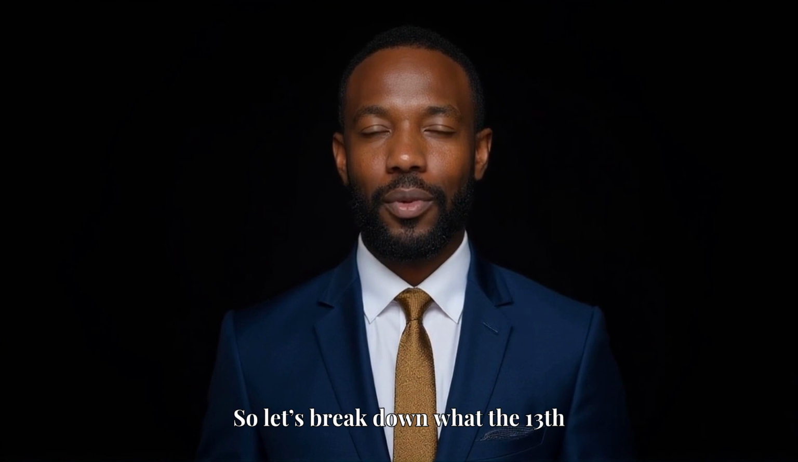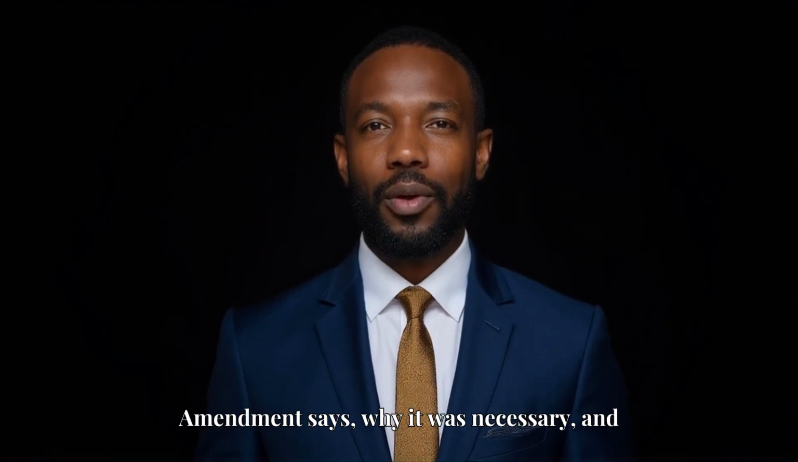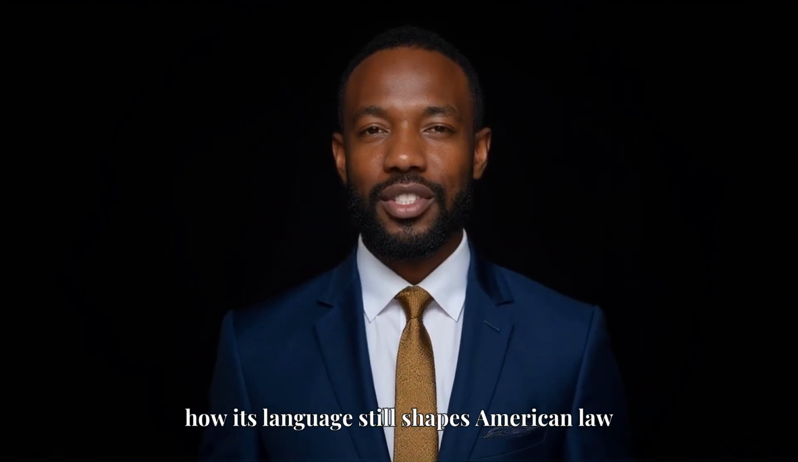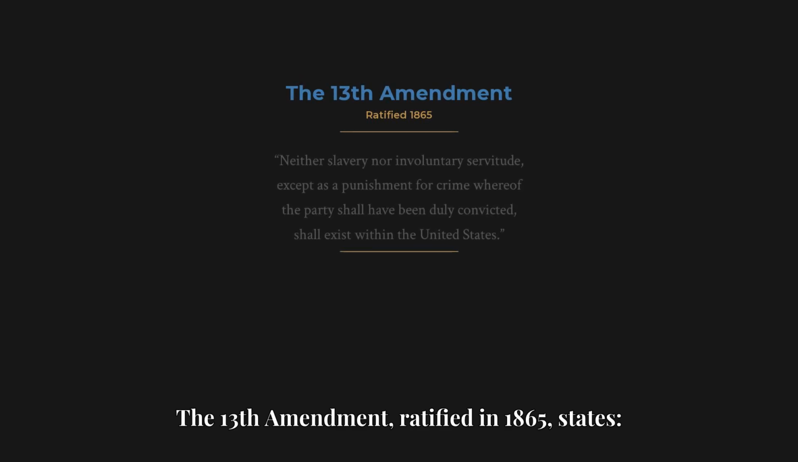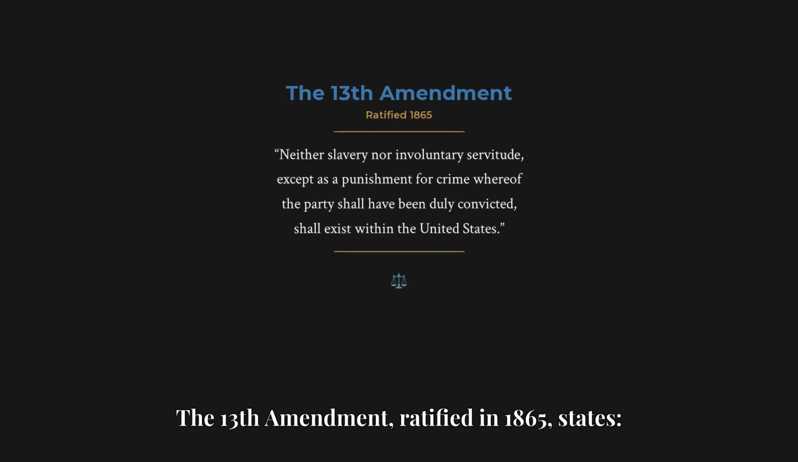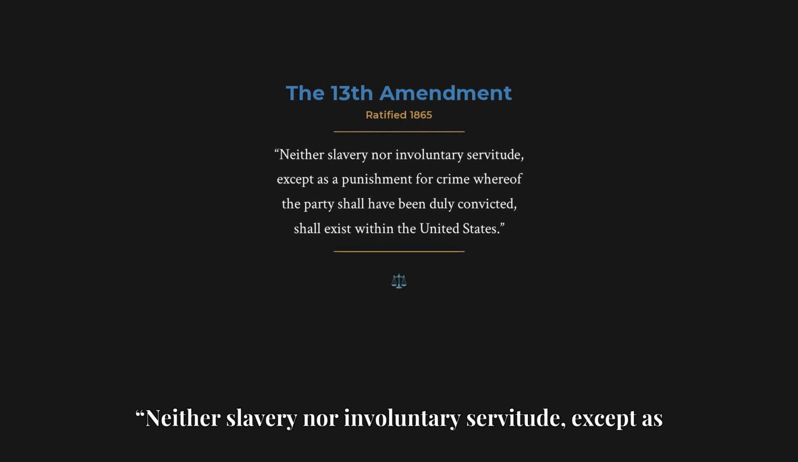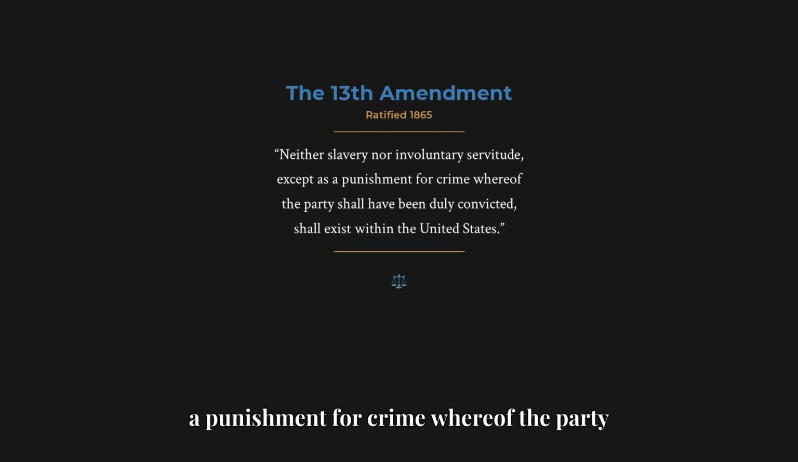So let's break down what the 13th Amendment says, why it was necessary, and how its language still shapes American law and life. The 13th Amendment, ratified in 1865, states, "Neither slavery nor involuntary servitude, except as a punishment for crime whereof the party shall have been duly convicted, shall exist within the United States."